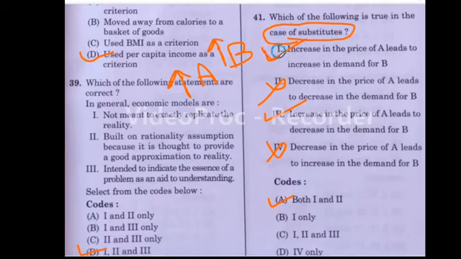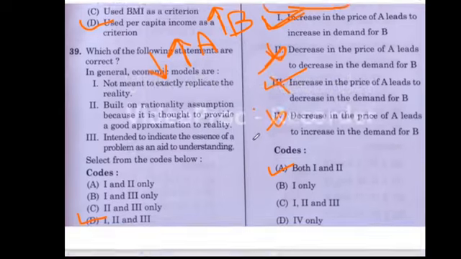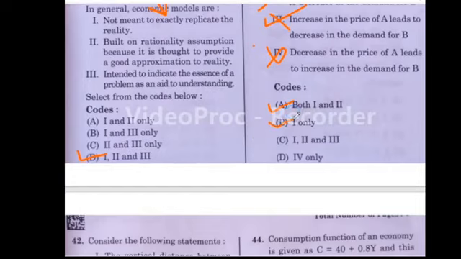Yes, this is correct. B, decrease in the price of A. When price of A decreases, demand for A increases and demand for B decreases. Decrease in the price of A leads to decrease in the demand for B. No, this is also wrong here. And third one, increase in the price of A leads to decrease in the demand for B. No, this is also wrong here. So here, sorry friends, here the right answer is option B. Only B is the correct answer. Sorry, A is not correct here. B is correct. Only first one is correct.